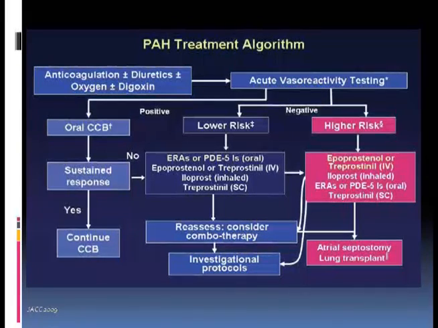So how do we treat this disease? We have this very small percent of people in whom you can normalize the hemodynamics, so you can decrease the pressure to normal in the cath lab. You have to test for that. And we know that they are eligible for oral calcium channel blockers, and they do very well. If they are true vasoreactors, the survival is 90% at 5 years. Compare that to about 60% with treatments.